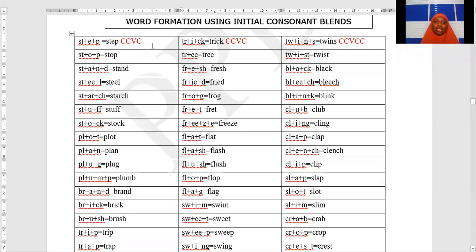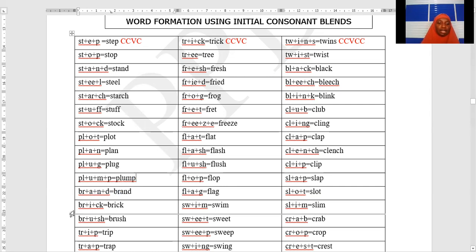So here is a presentation of the word formation using initial consonant blends. We have step, up, stop, and stand, steal, starch, staff, stock, plot, plan, plag, plamp. Apologies, that's plamp, not plum.